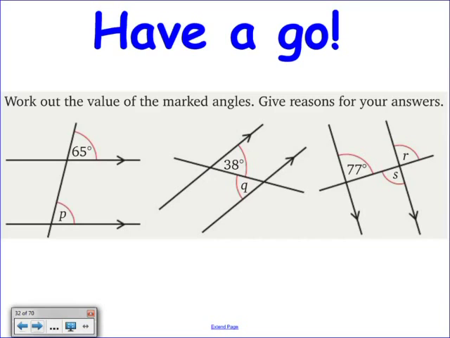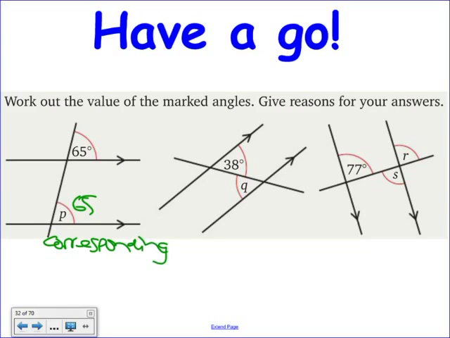So let's have a look at this then. Work out the values of the angles. So let's talk about these, take a break, come back and do the worksheet, okay? So I've got 65 degrees here. What angle is P and why? 65. Good, Anthony, yeah? 65 degrees, and what's the rule that tells me that it's 65? It's the F angle, which is the corresponding. So that corresponds, okay?